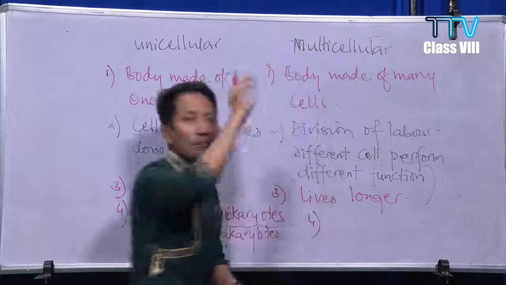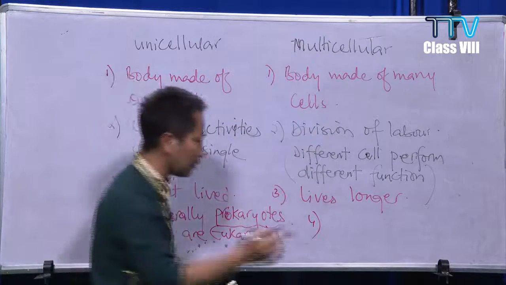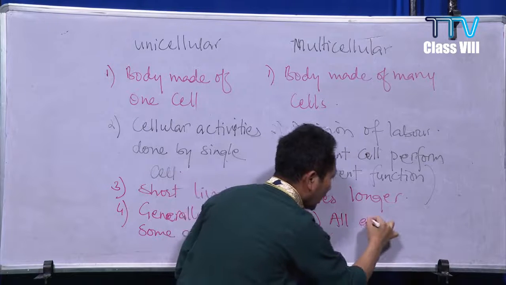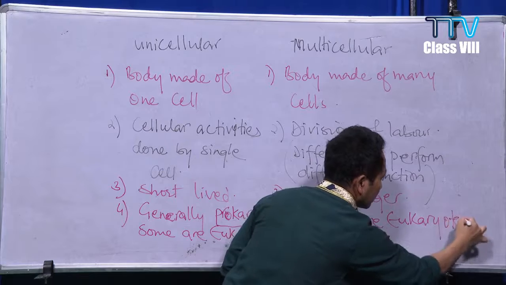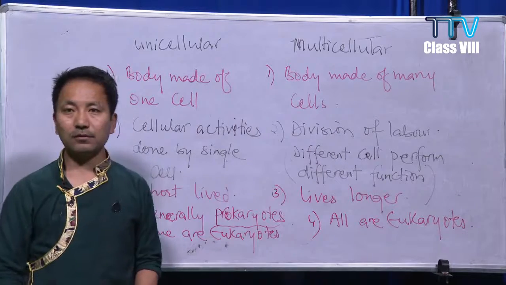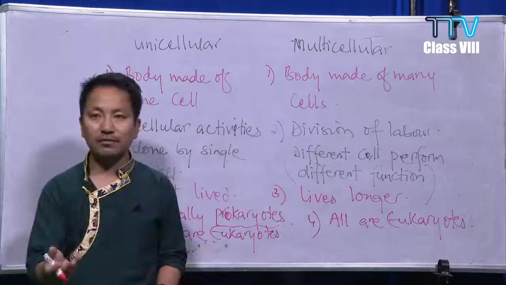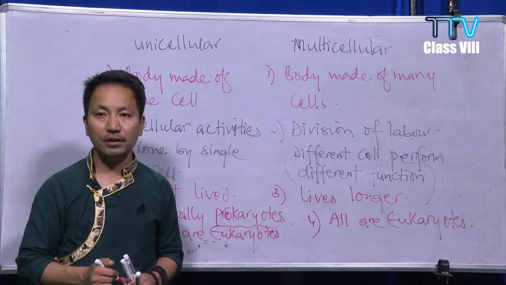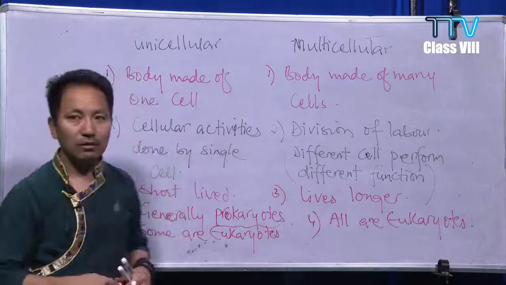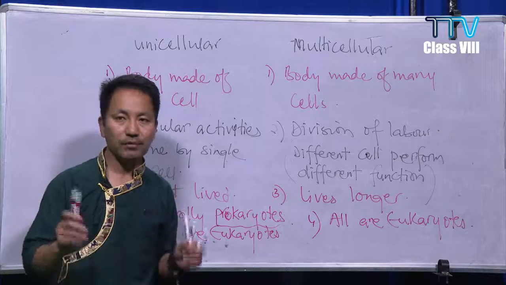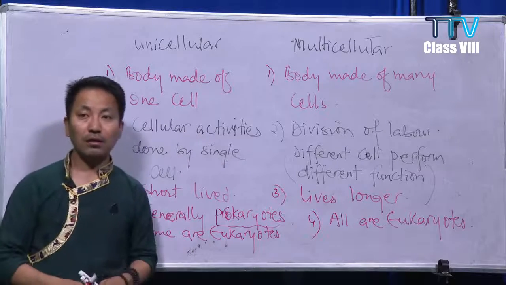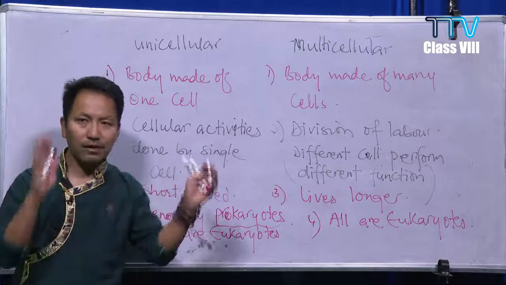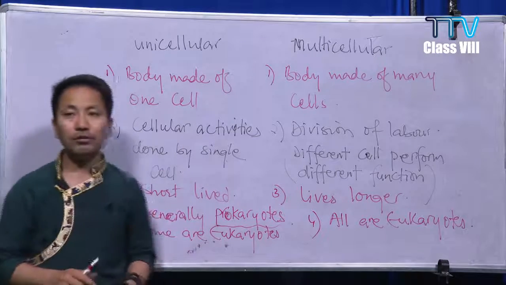So, all multicellular organisms are eukaryotes. All are eukaryotes. You cannot have a multicellular organism that is a prokaryote. It's not possible. So multicellular organisms are eukaryotes. All of them are eukaryotes. But in case of unicellular, not all of them are prokaryotes. Most of them are prokaryotes, but some are eukaryotes also.